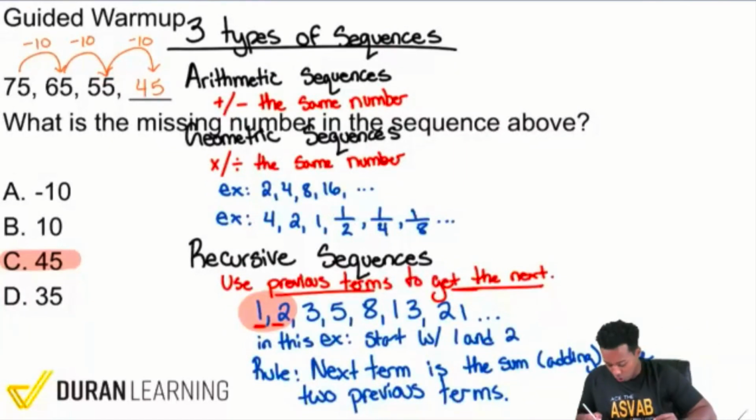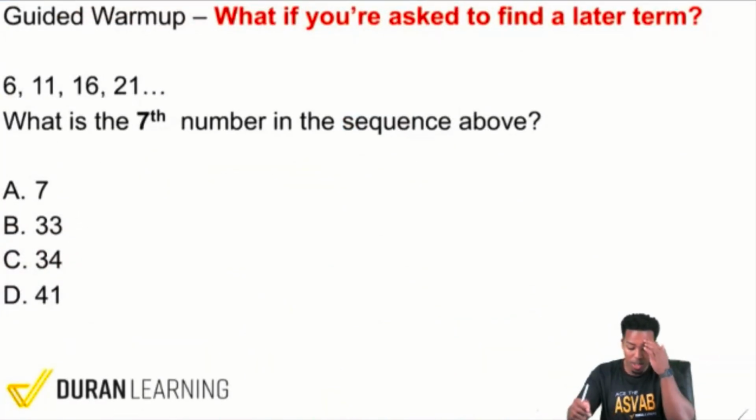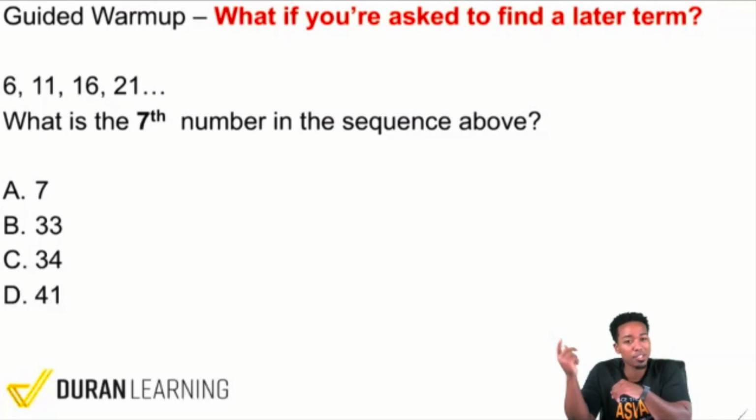All right. So with that said, let's go ahead and ask ourselves here. We talked about these regular sequences, like, what's the next term? What's the next term? Anybody ever seen a problem like this? What is the 7th term in the sequence above? All right, so we have 8 yeses and 1 no so far.